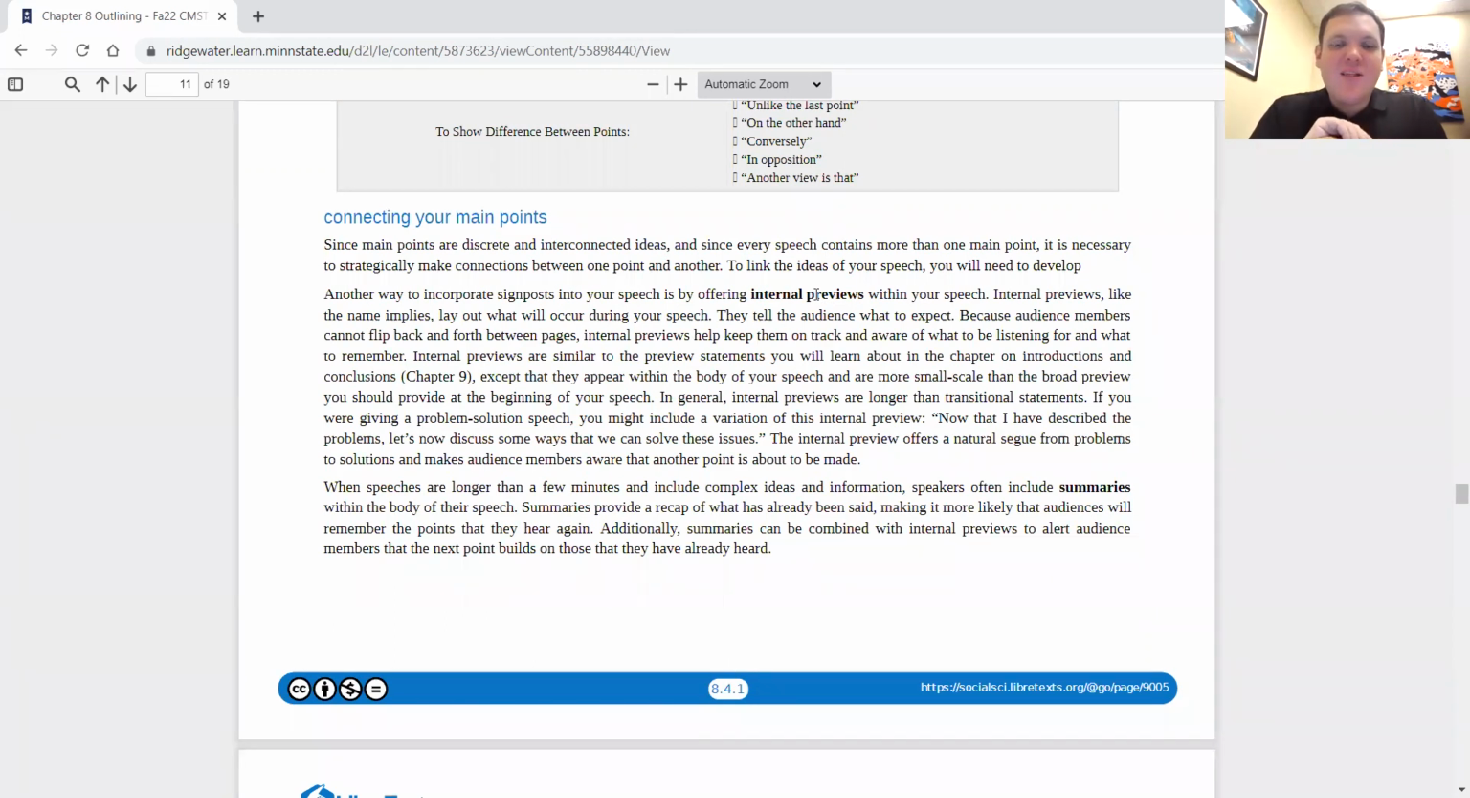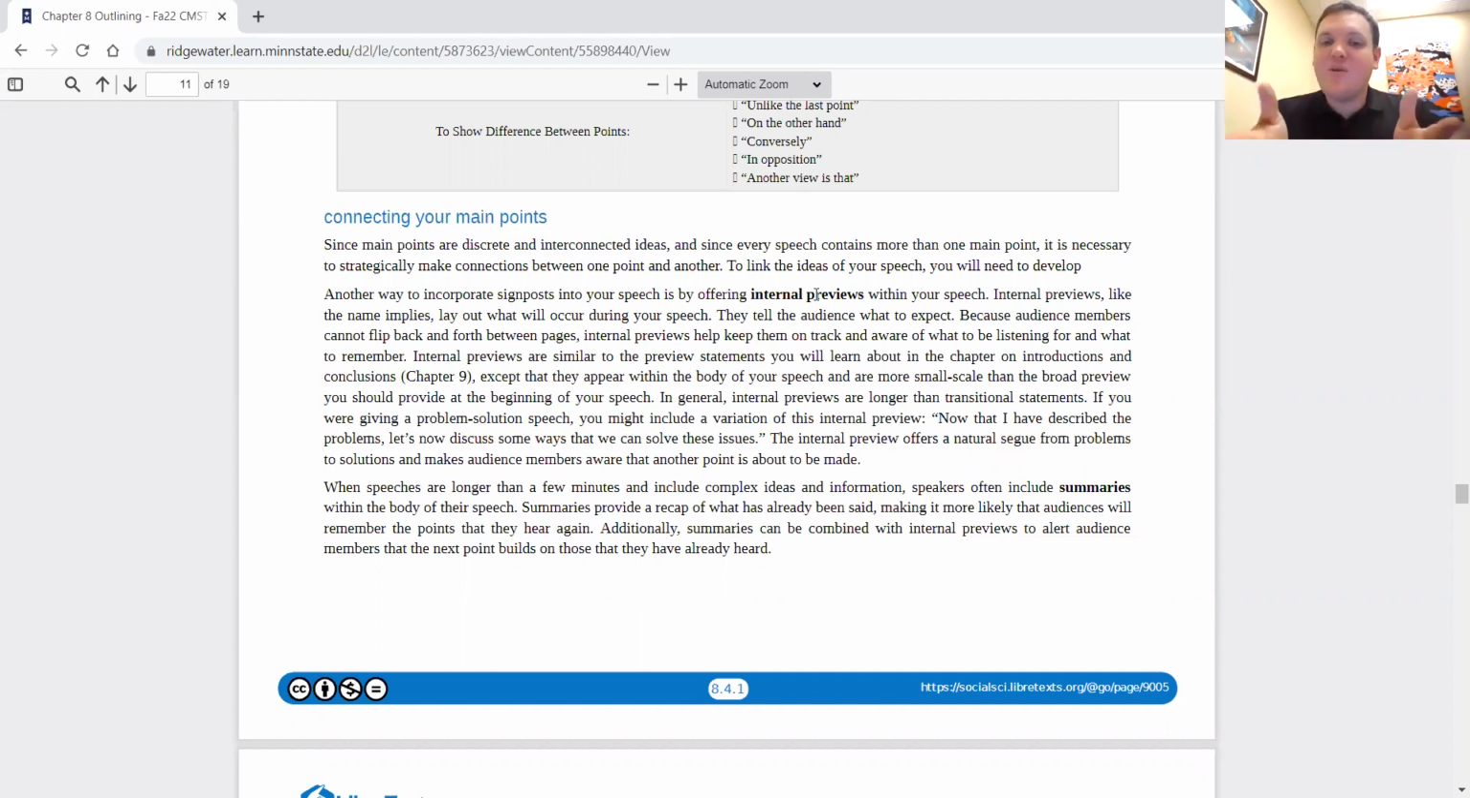So it will lay out what's going to occur in your speech. So now that we've covered the causes, now we're going to talk about the effects. So again, very simple. Now we talked about causes, we're going to talk about effects. Now that we've covered the problem, we're going to talk about the solution.